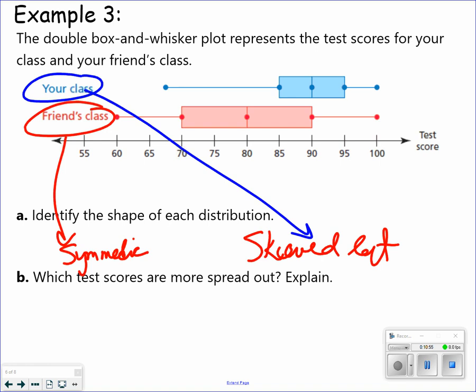Which test scores are more spread out? Again, when you're talking about spread out, you're talking about looking at the numbers. Notice that both classes had somebody get 100. But the friend's class went all the way down to 60. And so their numbers are much more spread out throughout the entire class, whereas your class, even though you had the 100 and the 95 and the 90 and the 85, your numbers are much closer together, or your ranges are closer. So I would say the friend's class is more spread out throughout the entire class.